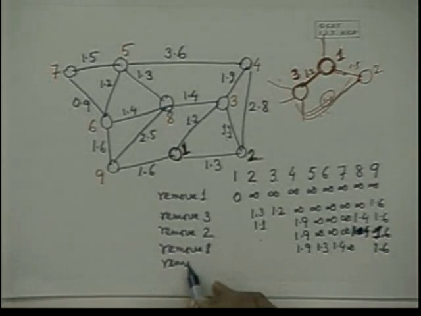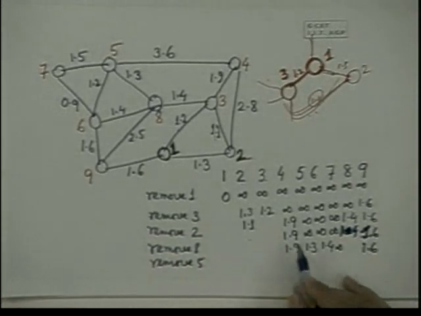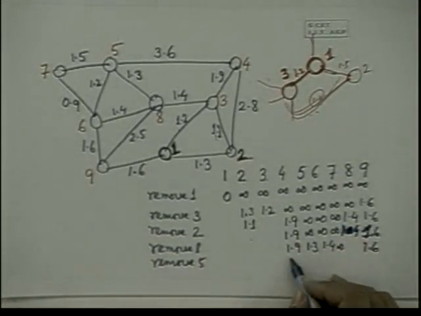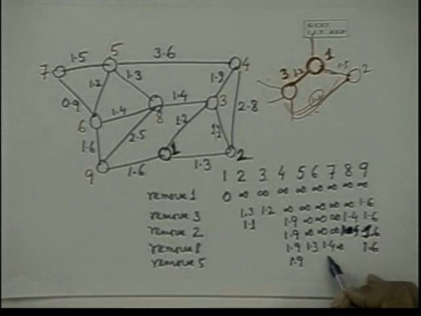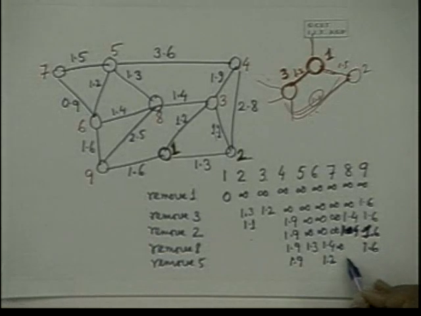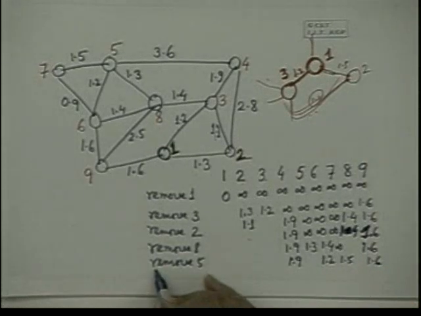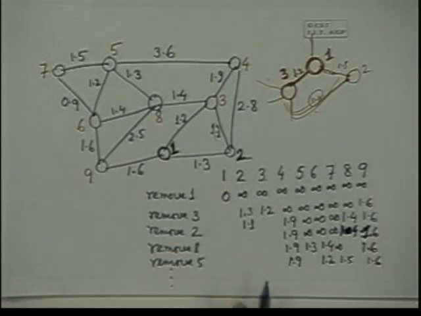So next time which will be removed? 5. So remove 5. 1, 2, 3 have been removed. If you choose 5, does 4 get affected? 3.6, but 3.6 is not less than 1.9. So 1.9 is retained. 5 is removed. 6 gets 1.2. 1.2 is less than 1.4, so this will be 1.2. What about 7? 7 gets 1.5. 8 has been removed. 9 stays 1.6. So you can continue now. I don't have to go over this entire thing now.